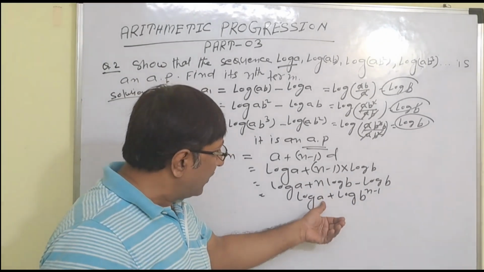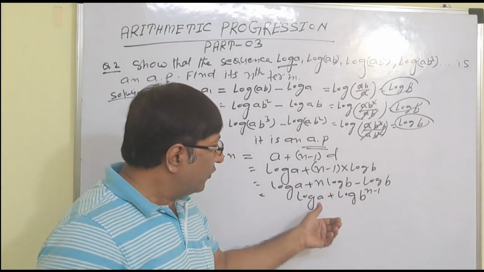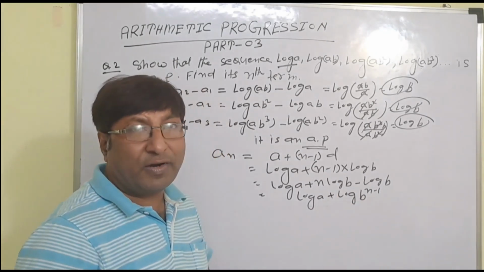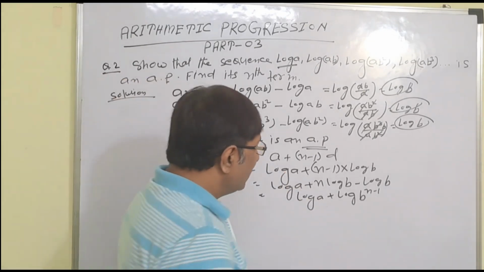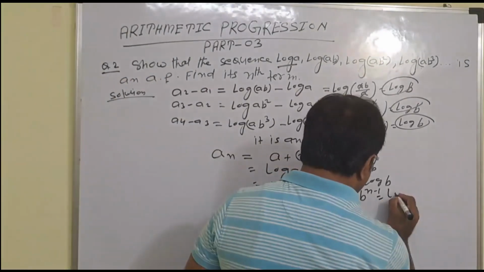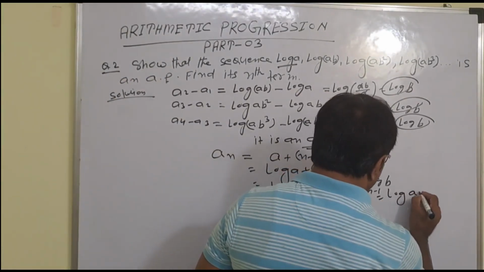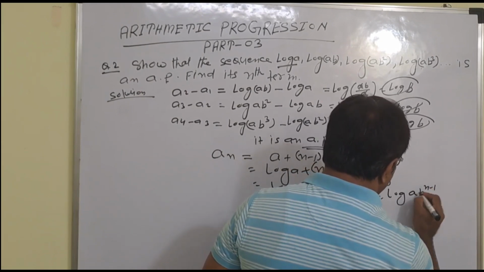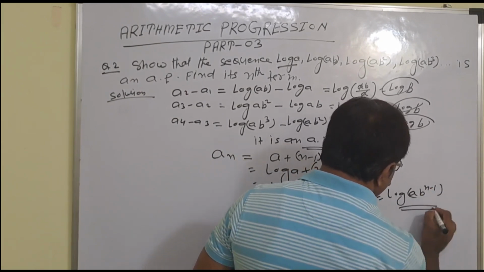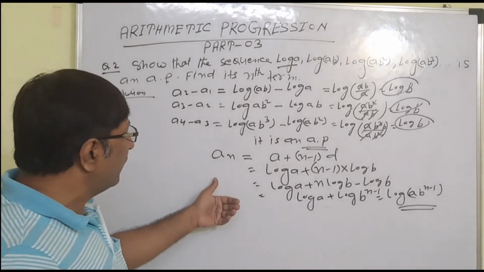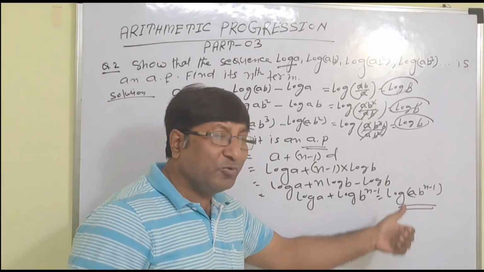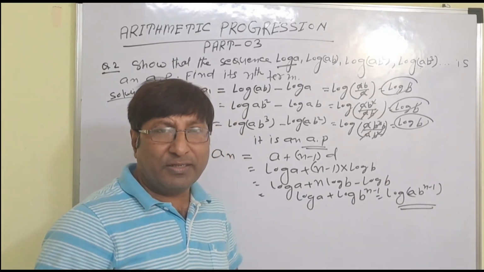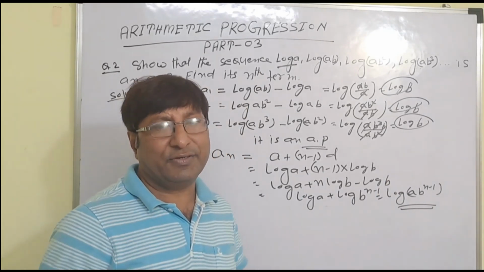Now this is log x plus log y. Log x plus log y means log x into y, x multiplied by y. So we can write very easily log A B to the power n minus 1. This is our correct answer. So the nth term of this AP sequence is log A B to the power n minus 1. This is our correct answer.